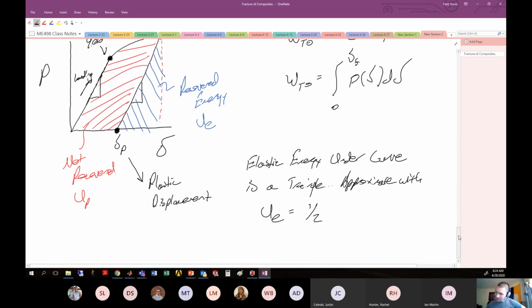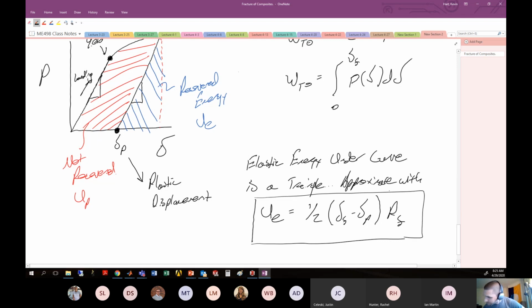So here we can approximate the elastic energy that was inside of the sample as 1/2 the base, which is delta final minus delta plastic, times the height, which was the maximum load that we had on this piece, which is PF. So this will be an important finding for us here. This is an estimate for the elastic energy.